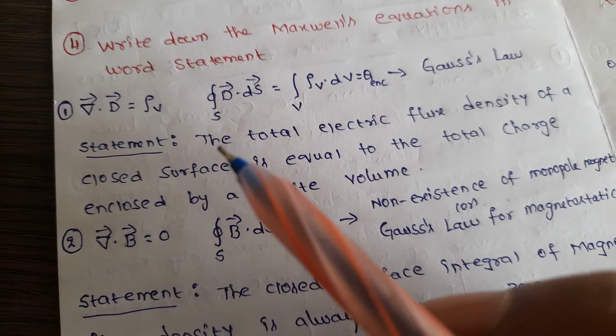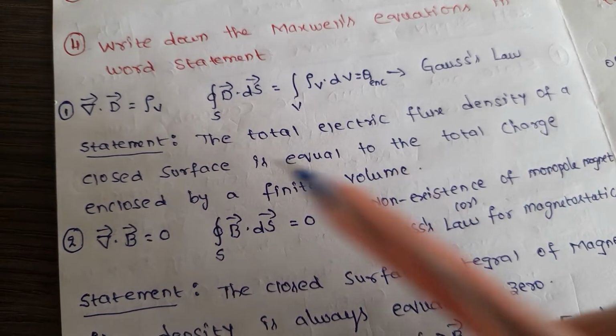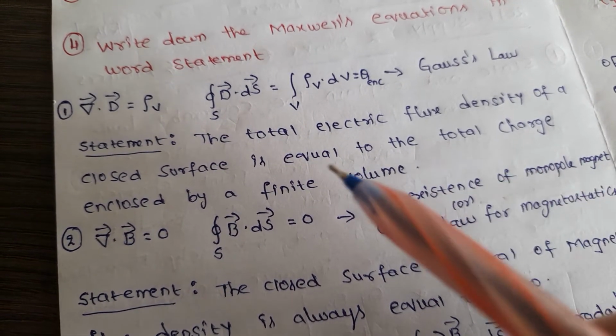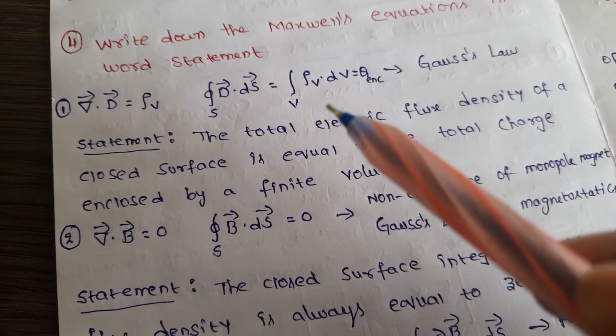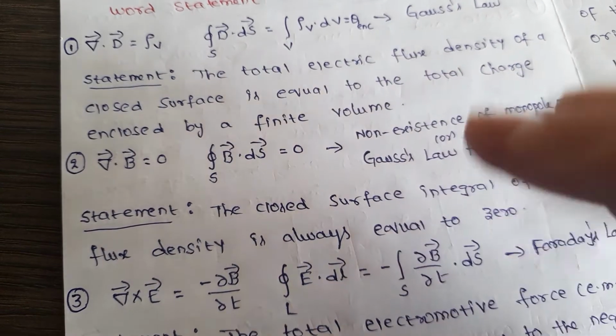Now coming back to the statement, if you observe, the total electric flux density D bar over a closed surface is equal to the total charge enclosed by a finite volume. This is the total charge enclosed by a finite volume. Is it clear? Now coming back to the second Maxwell's equation.